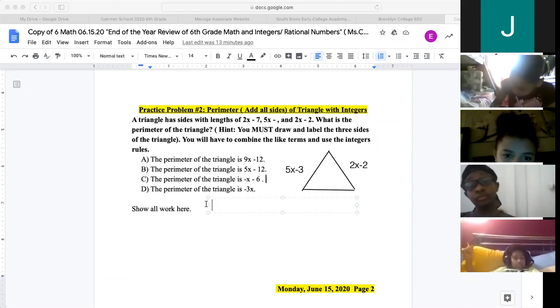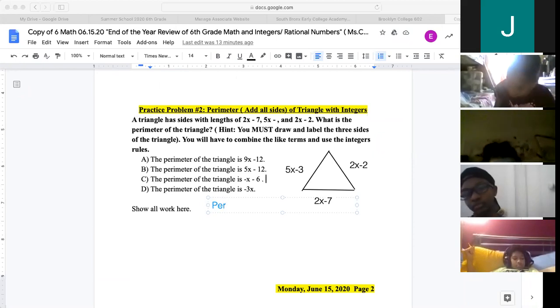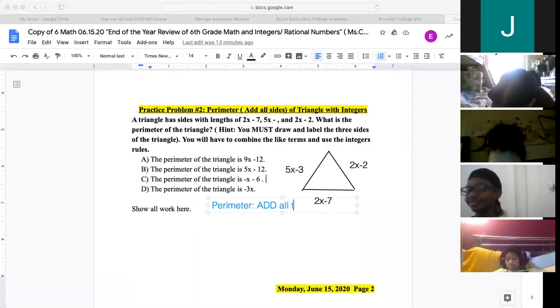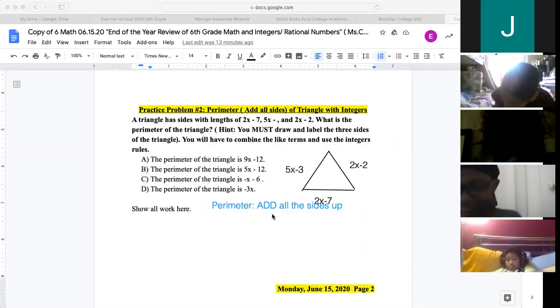We need to understand what the word perimeter means. So the perimeter means you have to add. Write this down: perimeter means add all the sides. Add all the sides up. That's what perimeter means. Okay, write that down. Perimeter means add all the sides up.